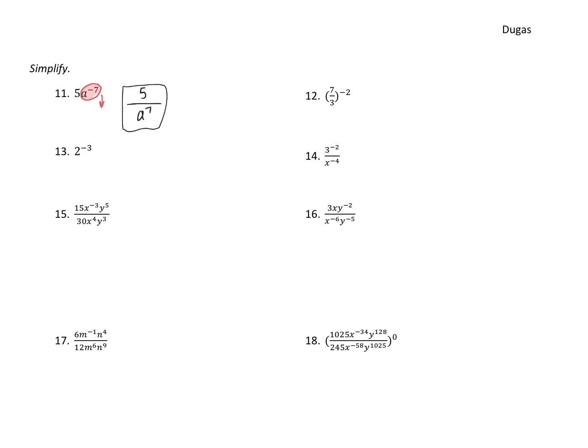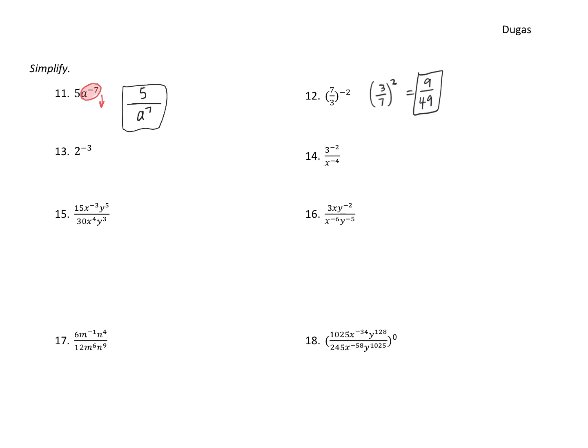Number 12, both 7 and 3 are raised to the -2. So probably the easiest way to do this is just to flip the entire fraction. So this becomes 3/7 squared. Notice the exponent became positive when I flipped the entire fraction, and that's because the entire fraction was raised to a negative. So you just flip it. Then you're going to actually square it. So 3 squared is 9, 7 squared is 49, so 9/49 would be the simplified version of that.